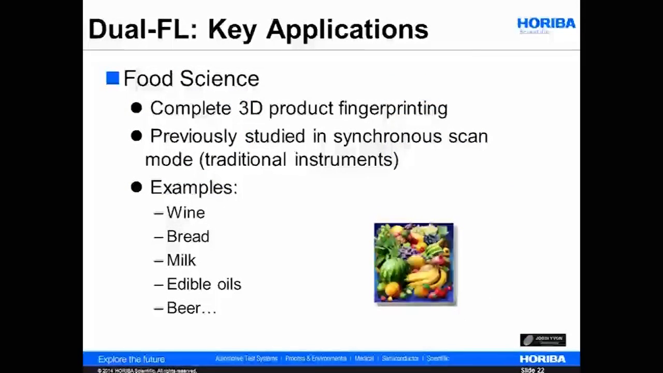As described already, application fields of fluorescence are numerous, and so are the applications of dual FL. In food analysis, for example, it would provide a complete 3D product fingerprinting and bring a large amount of information compared to traditional synchronous scan. The types of samples which can be addressed are wide: wine, bread, milk, edible oils, beer. All those products have already been successfully tested with the dual FL.